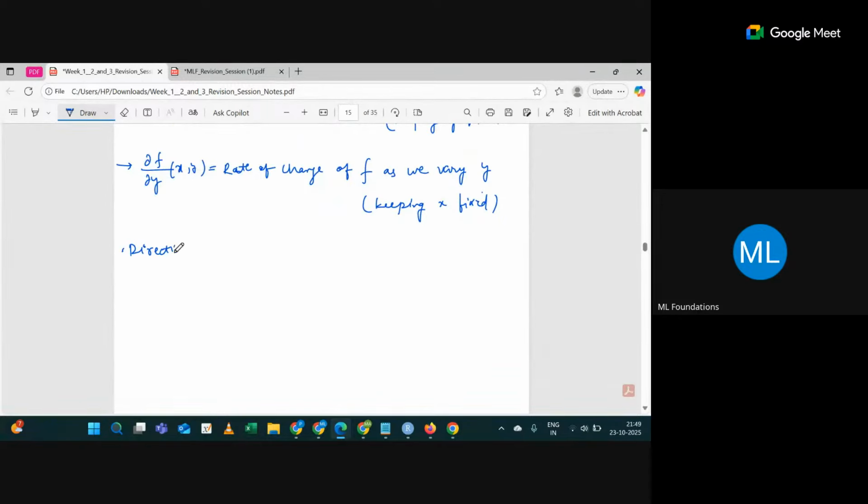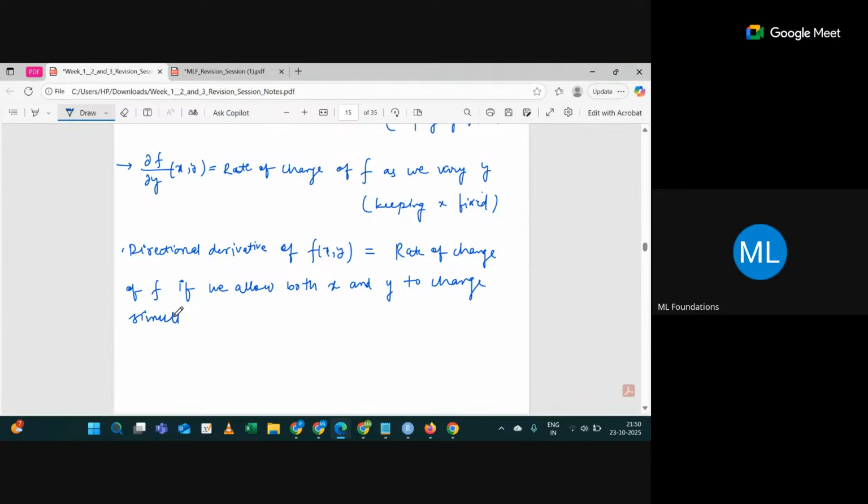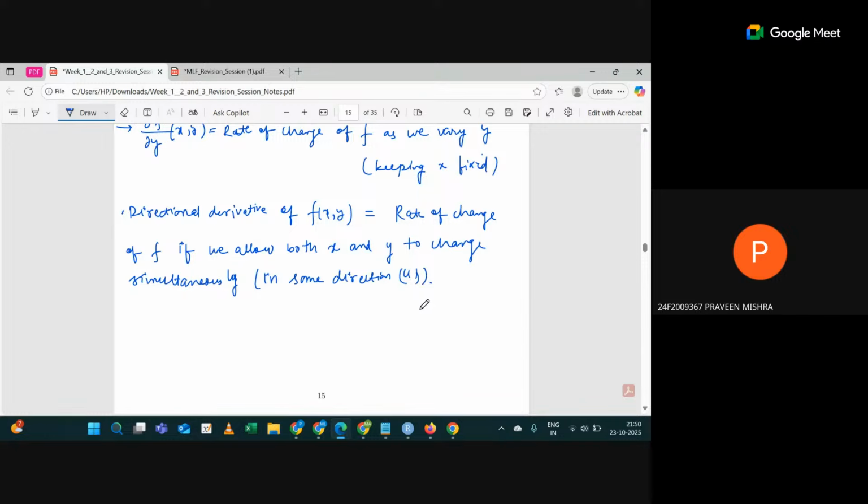So if I say directional derivative of f of x comma y, this means we want to know the rate of change of function f if we allow both x and y to change simultaneously, in some direction u. There should be a specific point also with direction. Yes, I wrote it right, in some direction u.